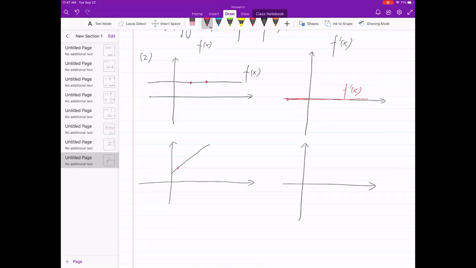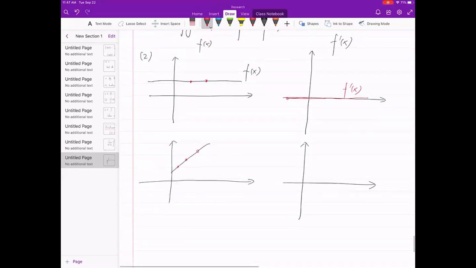What's the changing rate here? A number. Maybe 1, maybe 1.5, depending on how well I can draw it, right? But it's a number. Number 2, is it positive or negative? Positive because it's increasing. What about here? The same number. What about here? The same number. Can you see this one has a constant changing rate?